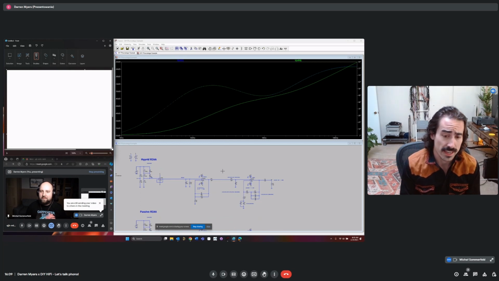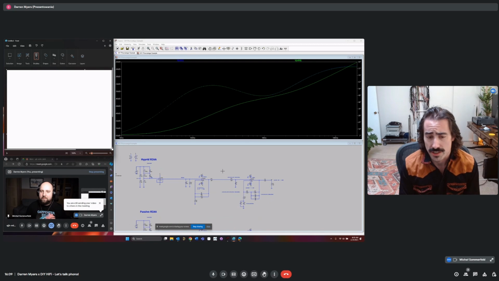We'll talk about how to pick operational amplifiers and what the advantages of certain opamps are, and then we can touch a little bit also on integrated monolithic designs versus discrete designs as well. So there's a lot to discuss here, but I'm excited.